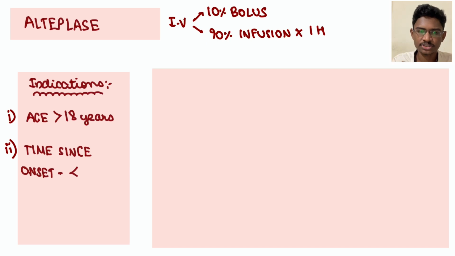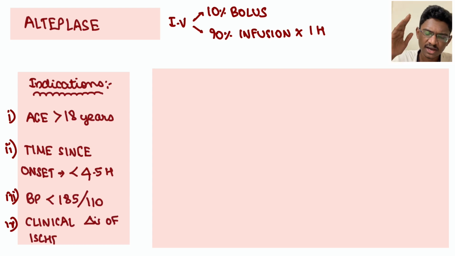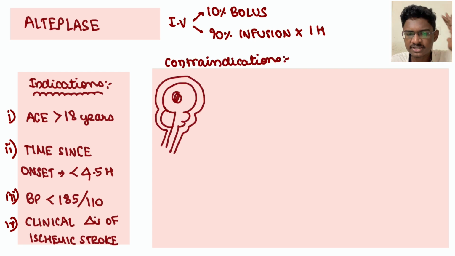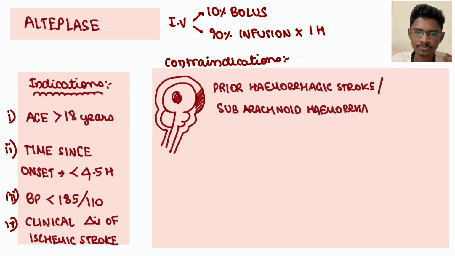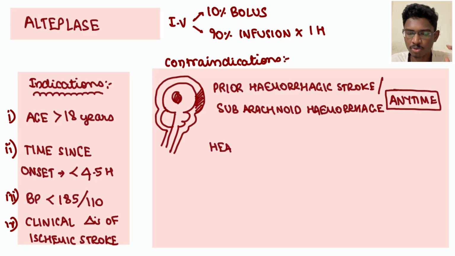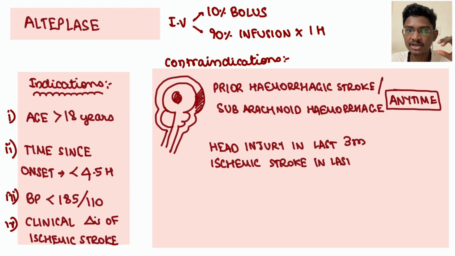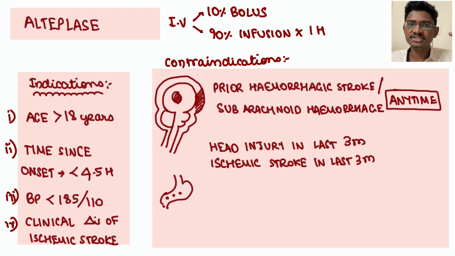And contraindications, most important. See, when the patient has a history of subarachnoid hemorrhage or intracerebral hemorrhage any time in his life, it is contraindicated for thrombolysis for life. Never thrombolyze the patient. If the patient has had any head injury in the recent 3 months, then you should not thrombolyze. Any neurosurgery in the last 3 months, should not thrombolyze. Any ischemic stroke in the last 3 months, also never thrombolyze, because if you thrombolyze, that ischemia will go into hemorrhagic transformation. So you should never thrombolyze within the last 3 months.